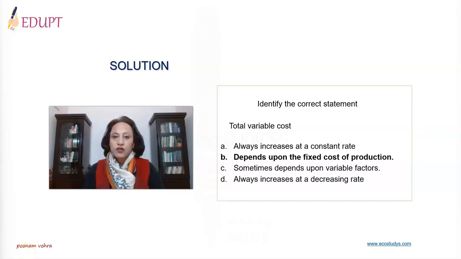Total variable cost depends upon fixed cost of production, because total cost is total fixed cost plus total variable cost. So total variable cost is total cost minus total fixed cost. So it depends on fixed cost of production.